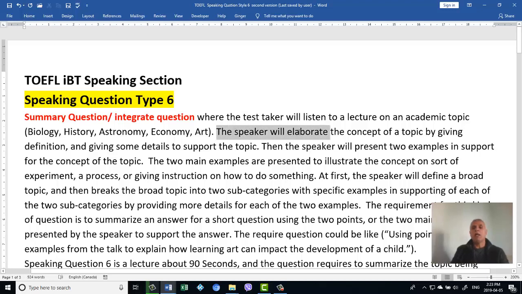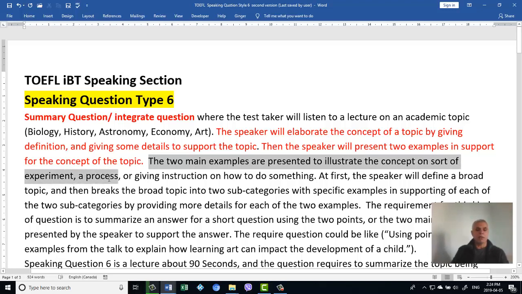The speaker will elaborate the concept of a topic by giving a definition and some details to support the topic. Then the speaker will present two examples in support of the concept. Also, we have to know the two main examples are presented to illustrate the concept, on a sort of experiment, a process, or giving instruction on how to do something.